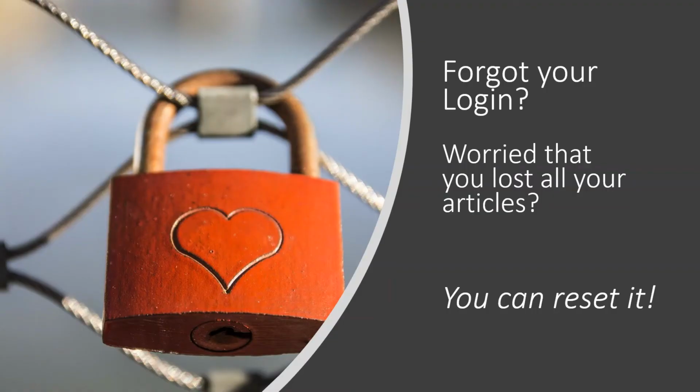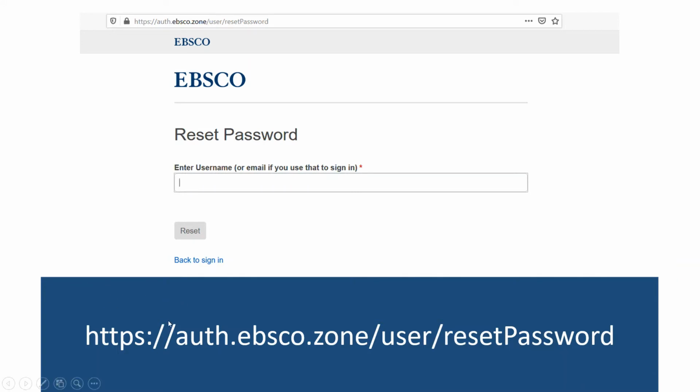On to some practical questions about managing your account. What can you do if you forget your login? First, remember that this login is not based on your Centenary username and password. You chose the username and password. You can reset your password by going to the URL here, auth.ebsco.zone/user/reset password. It asks you to enter your username. If you've tried a few possibilities and it isn't getting you anywhere, reach out to me at amy.hayes@centenary.university.edu. I can check if we have a user account under your name.